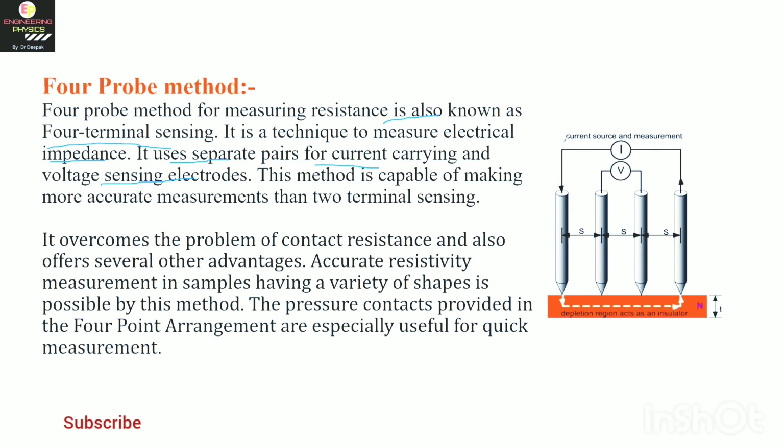In this diagram, the outer probes are connected to the constant current source and the inner probes are connected to the voltmeter. The distance between the probes is denoted by S, and T is the thickness of the sample. So this method is capable of making more accurate measurements than two-terminal sensing.